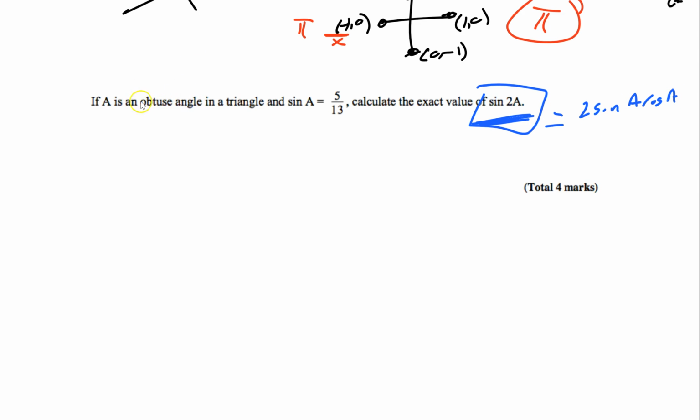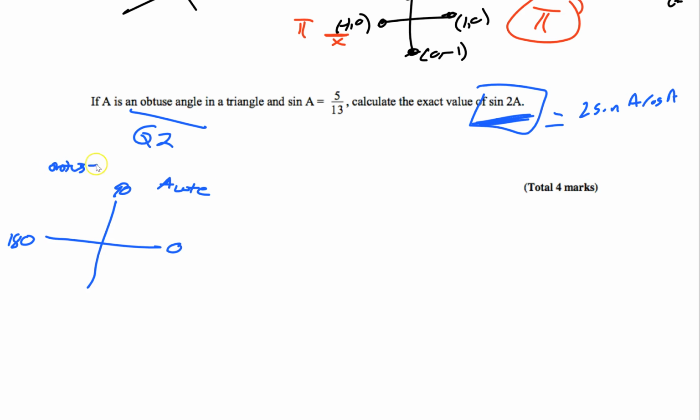So how do I do this part? Well, it's an obtuse angle. That's code for quadrant 2, right? Obtuse means bigger than 90, sorry. Here's 0, here's 180. An acute angle is quadrant 1. An obtuse angle is quadrant 2. It's a little code. And then how do you tell quadrant 3 or quadrant 4? They have to tell you. There's no shortcut to that. So you have a triangle in quadrant 2. That's all that means.